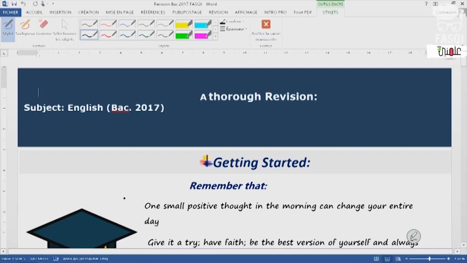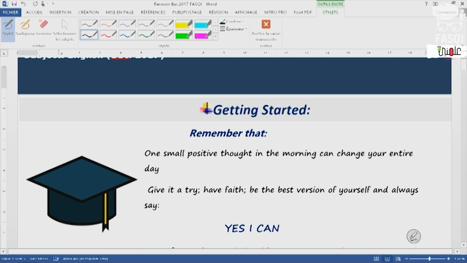So here we are getting started, of course, full of hope. We have to cope. Normally it should be positive, and it will be, surely. Always remember and never forget that one small positive thought in the morning can change your entire day. Give it a try. Have faith.